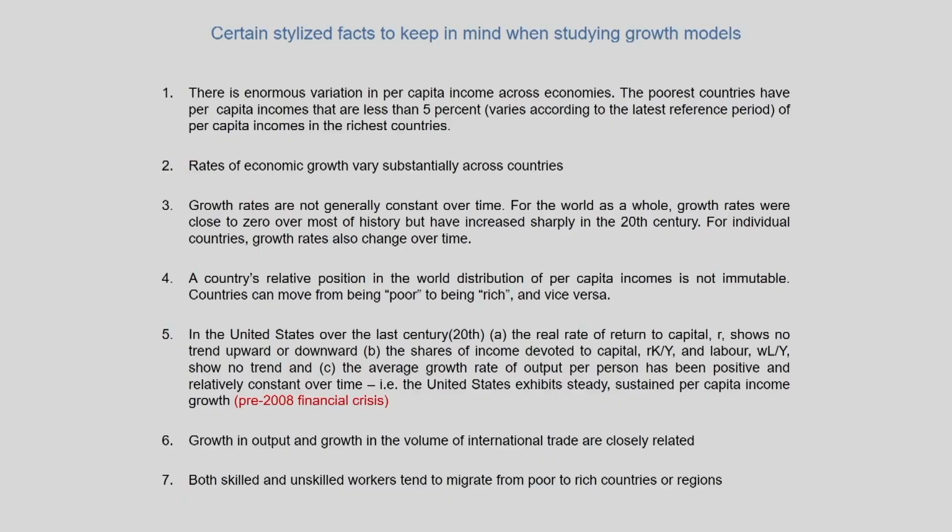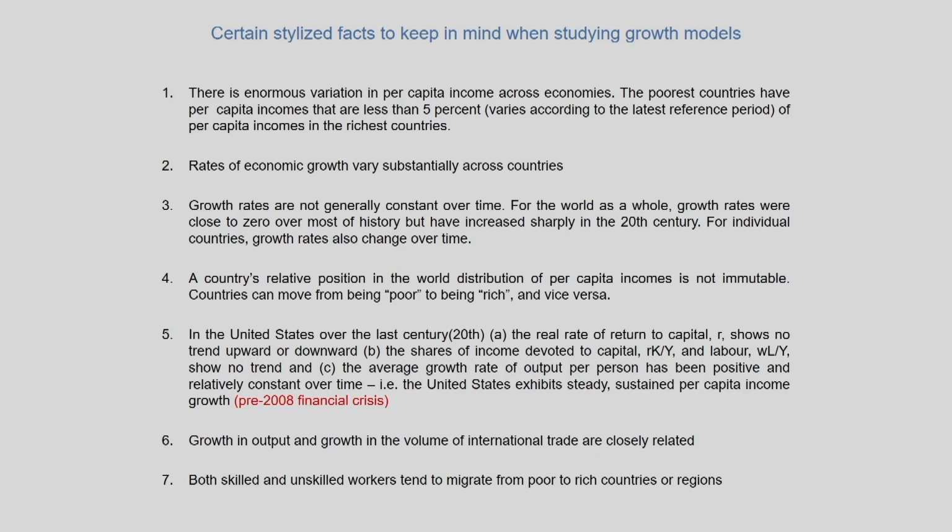One of the first stylized facts is that there is enormous variation in per capita income across economies. The poorest countries have per capita incomes that are less than 5% of per capita incomes in the richest countries, and the 5% estimate here refers largely to the period of the 20th century, and this variation in income has been seen largely in the 20th century. And the stylized facts that we see with respect to the growth models are largely based upon the empirical data of the 20th century. The second fact is that rates of economic growth vary substantially across countries, and this is something that is implicit in fact number 1.